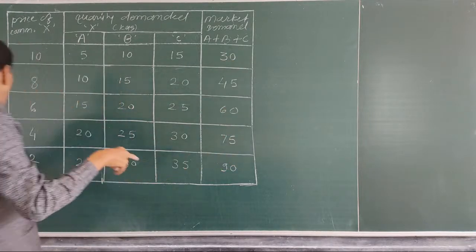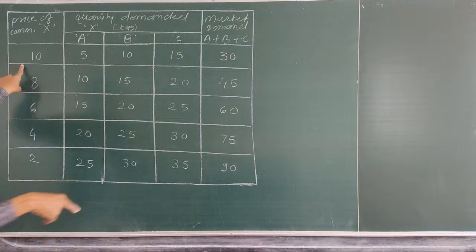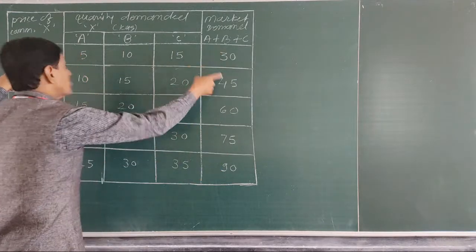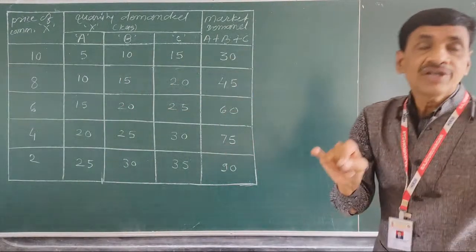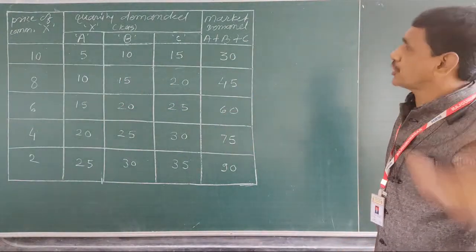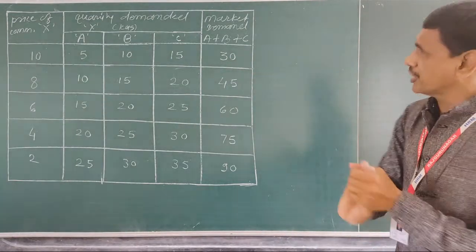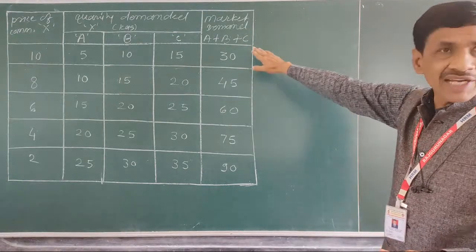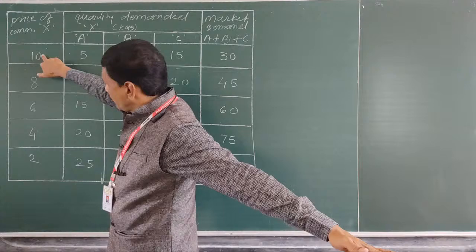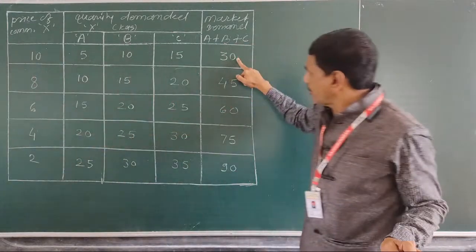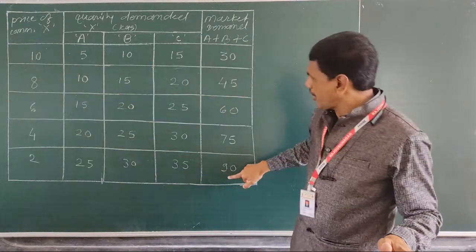Okay, and when price rises then demand falls. These two columns also indicate there is an inverse relationship between the price of commodity and market demand. Okay, look at that. When price falls then demand rises and when price rises then demand falls.